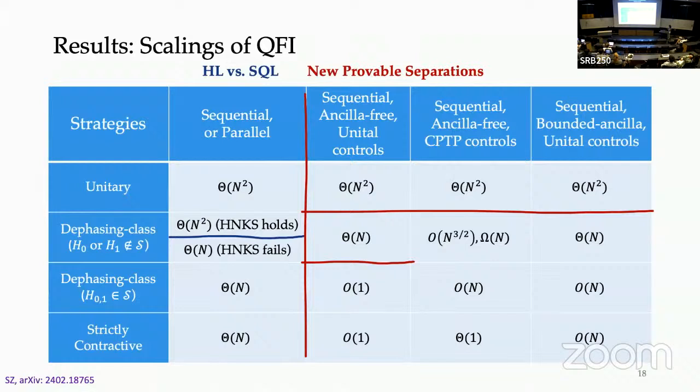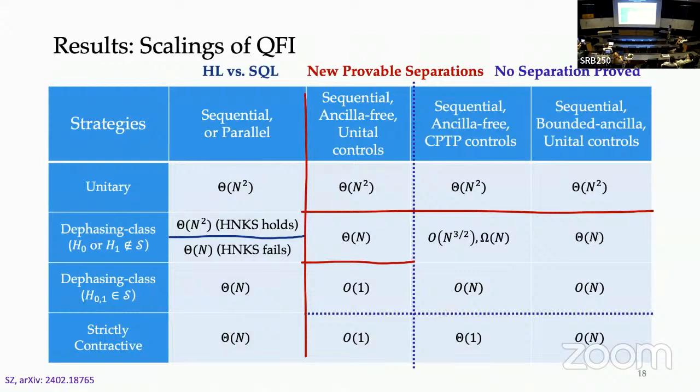The first one is a separation between unitary channels and all the noisy quantum channels, where we show that for all noisy quantum channels, we cannot achieve the Heisenberg limit anymore. And then the other separation is between the dephasing class channel of the first type and the other noisy quantum channels. So basically, if it's a dephasing class channel of the first type, we can achieve the standard quantum limit, but for the other part, we cannot. It's just the constant quantum Fisher information.